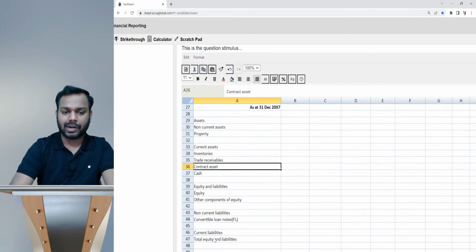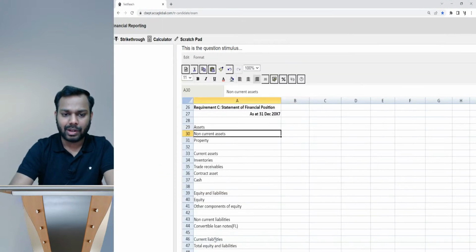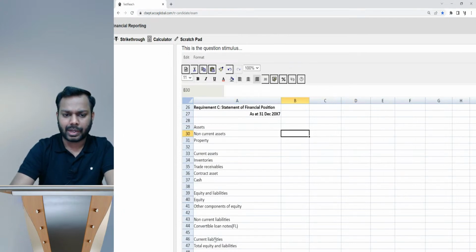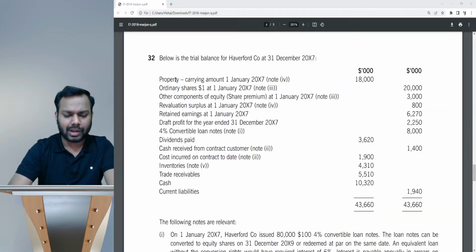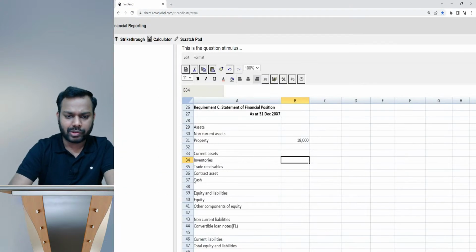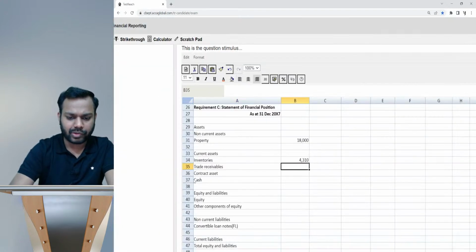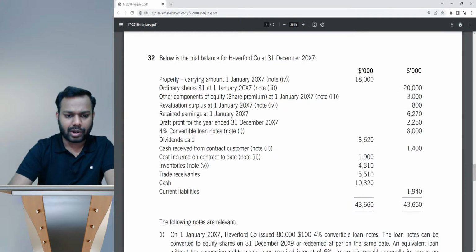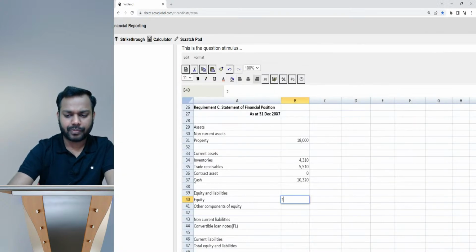Now let's write the figures which are already given in the trial balance. Property is 18,000, that is given, but we know the final figure of property, right? So let's write first 18,000. Inventories is given here, how much? 4310. Now trade receivables is given 5510. Contract asset is not given here. Now cash is given 10320. Equity is given 20,000.